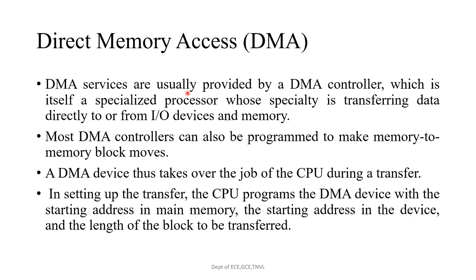DMA services are usually provided by a DMA controller, which is itself a specialized processor whose specialty is transferring data directly to or from IO devices and memory. Most DMA controllers can also be programmed to make memory to memory block moves. A DMA device thus takes over the job of the CPU during a transfer. In setting up the transfer, the CPU programs the DMA device with the starting address in main memory, the starting address in the device, and the length of the block to be transferred.